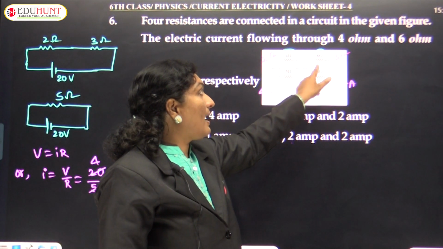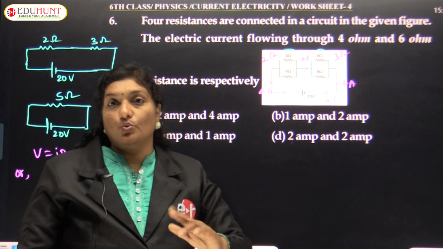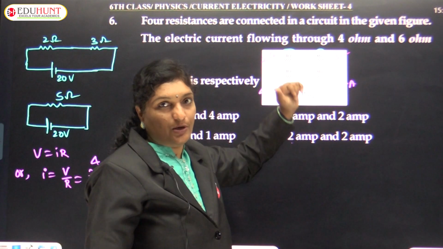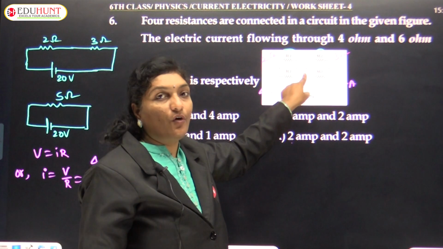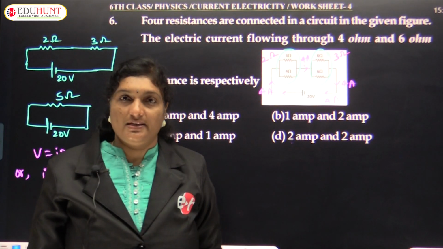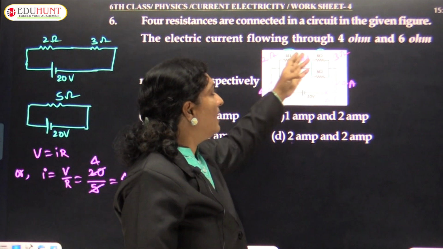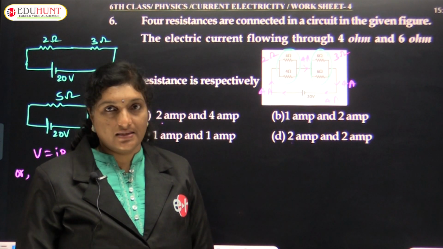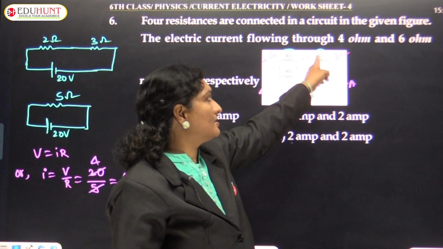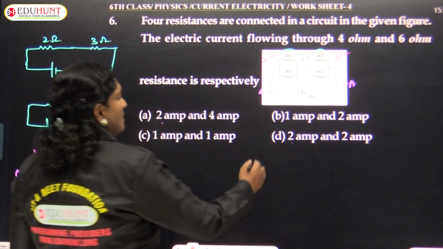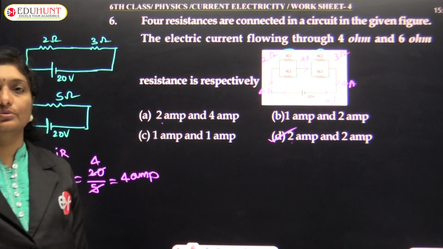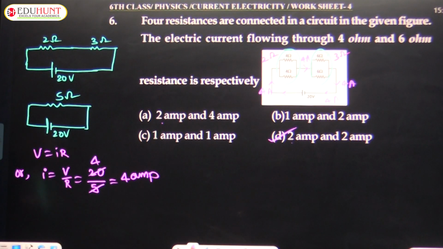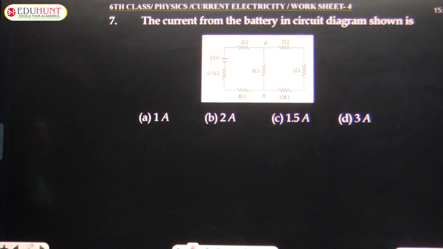Similarly, again the 4 amperes current is subdivided into 2 amperes and 2 amperes in the 6 ohm resistor. So above 2 amperes, below also 2 amperes. So in each 4 ohm resistor, 2 ampere of current is flowing, and even in the 6 ohm resistance also, in each case 2 amperes of current is passing. So here also 2, here also 2. So your final answer is 2 amperes and 2 amperes. Is that okay, children?